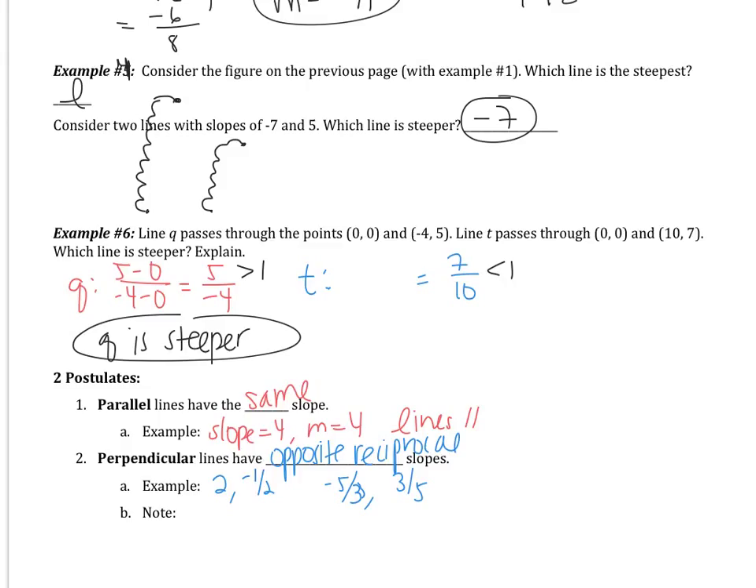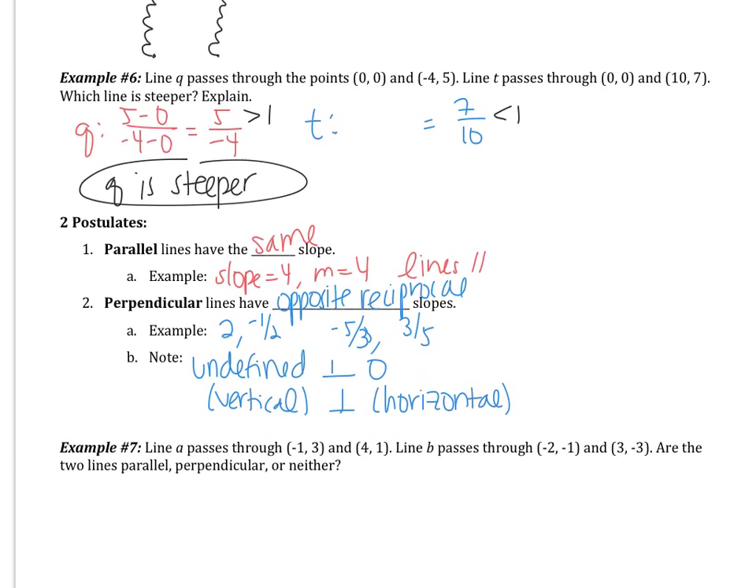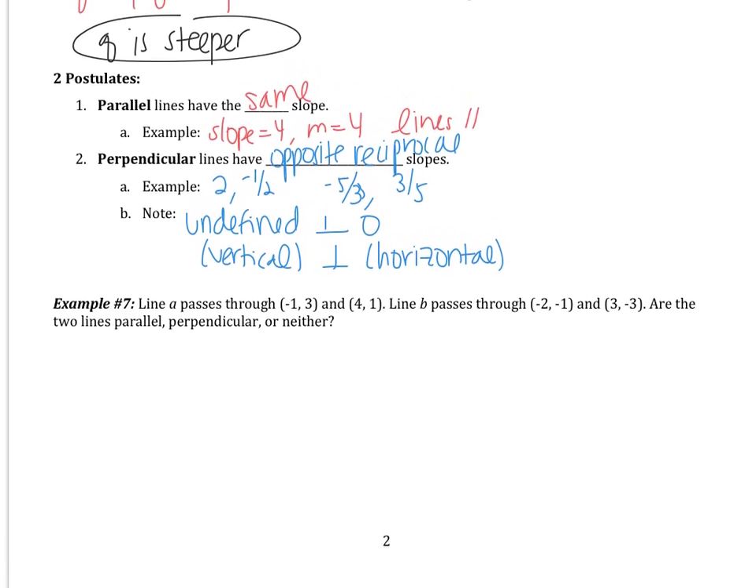One special note that you need to know is that an undefined slope is perpendicular to a slope of 0. So an undefined slope, that's a vertical line. That's going to be perpendicular to a slope of 0, which is a horizontal line. So for those two, it's difficult to see the opposite reciprocal part, but undefined and 0 slope are going to be perpendicular. Okay, so let's keep going with this idea of parallel and perpendicular and move on to the next example.